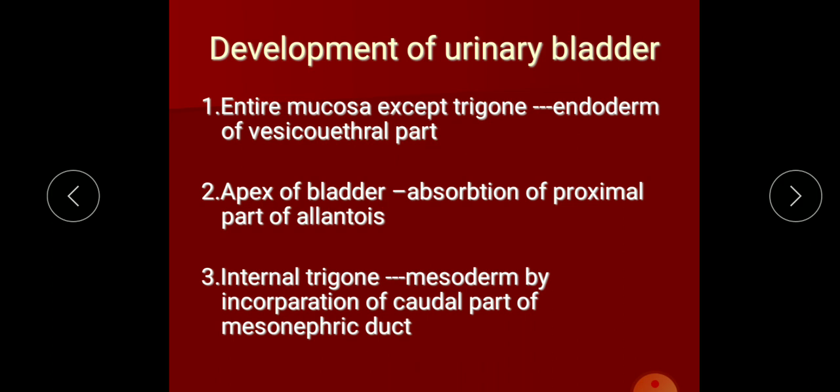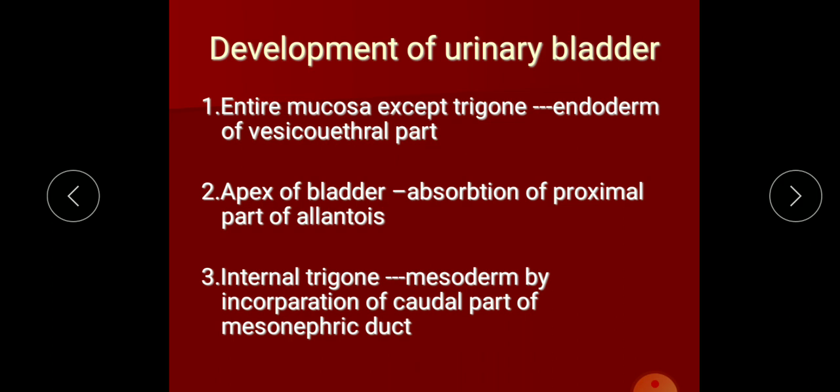So the whole of the mucosa except the trigone will develop from the endoderm of the vesico-urethral part. And this internal trigone region will develop from the absorbed part of the mesonephric duct. So the internal trigone is from the mesoderm, by the incorporation of the caudal part of the mesonephric duct. The apex of the bladder is from the proximal part of the allantois. Do you remember that allantois?